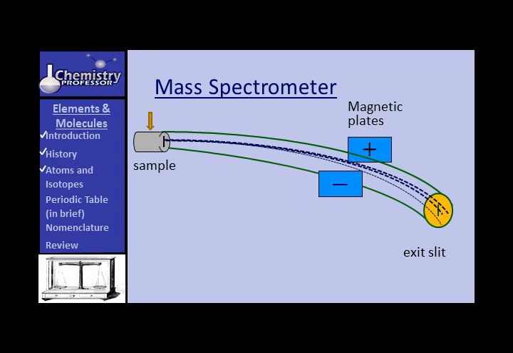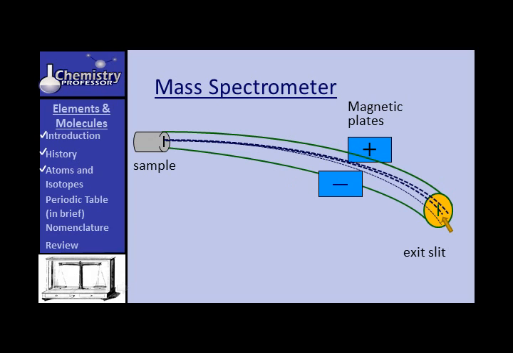Now, I'm going to give you a simplified version. The sample is placed in the sample chamber here, where it is vaporized and ionized. It then passes through this exit slit at a very high rate of speed, moving down the tube toward those magnetic plates. Now, it's going to be repelled by the positive plate and attracted by the negative plate. So by adjusting the strength of those magnetic plates, or adjusting the magnetic field strength, we can change the path that the isotope is taking.